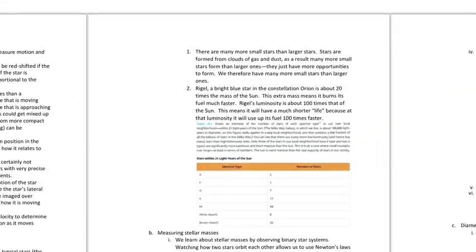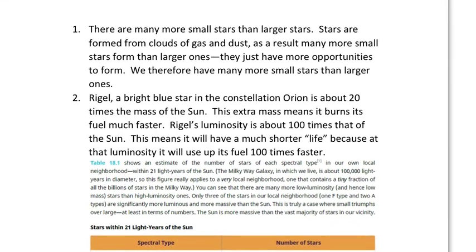So that's the distribution of stellar masses. There are many more small mass stars than large mass stars. Stars form from clouds of gas. As a result, many small ones form. There's just more available. When the stuff starts collapsing, it's easier to make something small than something big.